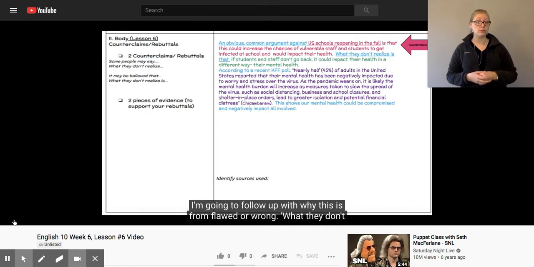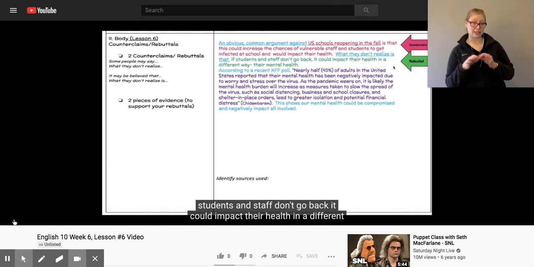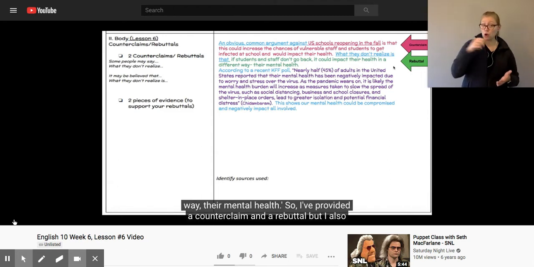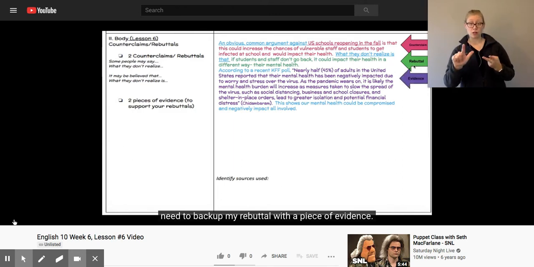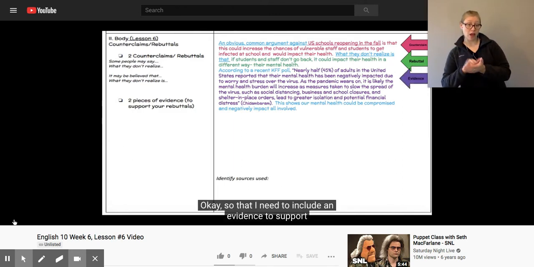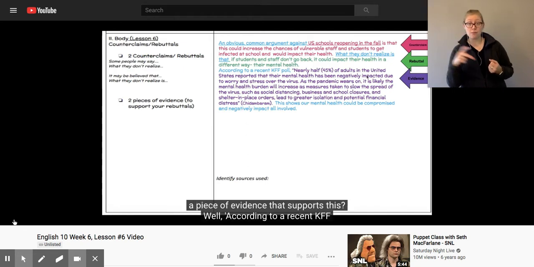Now I'm going to follow up with why this is flawed or wrong. What they don't realize is that, here's my sentence starter and my rebuttals in green. If students and staff don't go back, it could impact their health in a different way, their mental health. So I've provided a counterclaim and a rebuttal, but I also need to back up my rebuttal with a piece of evidence. Okay, so then I need to include an evidence to support how are people impacted with their mental health if we don't go back. What's a piece of evidence that supports this?